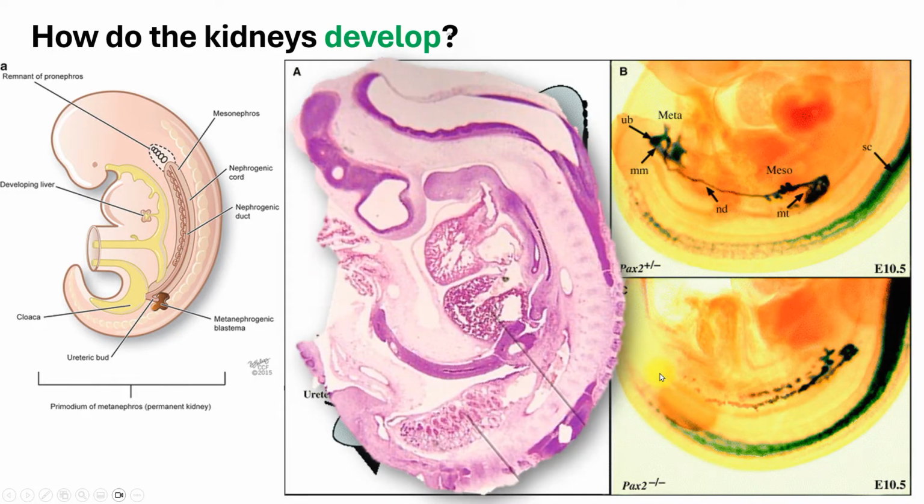Okay, so here, in the older embryos, you can see that the mesonephros is actually made up of a lot of tubules. Okay, so the mesonephros is quite extensive, and in this section, the metanephros is not yet evident, and the pronephros is already gone.